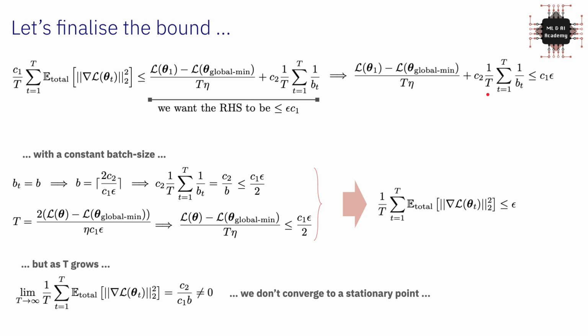And now the problem is that with that, this will never vanish, even if you give it infinite time, infinite big T, it will never diminish to 0. And that's what this shows: if you have a fixed batch size, you will actually get an approximation of a stationary point, but you will always have a constant error. So how can we remedy that?